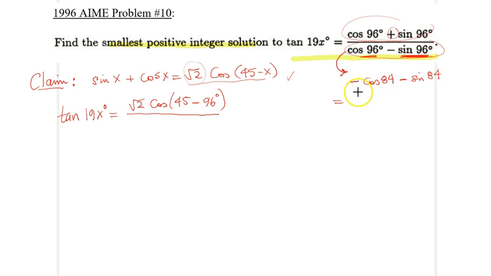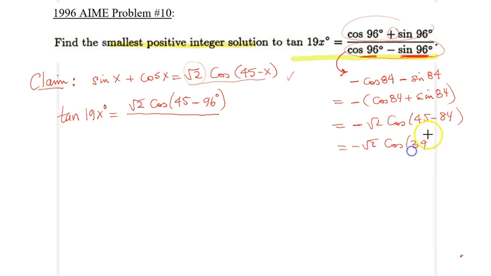But notice that this thing here would be simply equal to minus cosine of 84 plus sine of 84 degrees, and now I can apply my claim. So minus root 2 times cosine of 45 degrees minus 84 degrees, and that thing is just minus root 2 times cosine of 39 degrees, but I can go ahead and replace cosine of 39 with cosine of 180 minus 39, which will come with a new negative sign. So therefore I would have root 2 times cosine of 141 degrees in the denominator. But now the root 2's will cancel out.